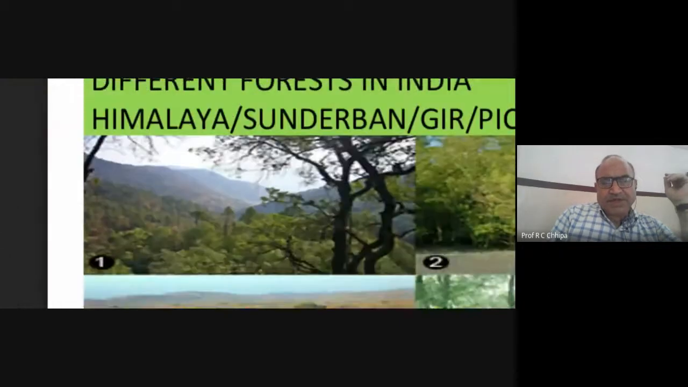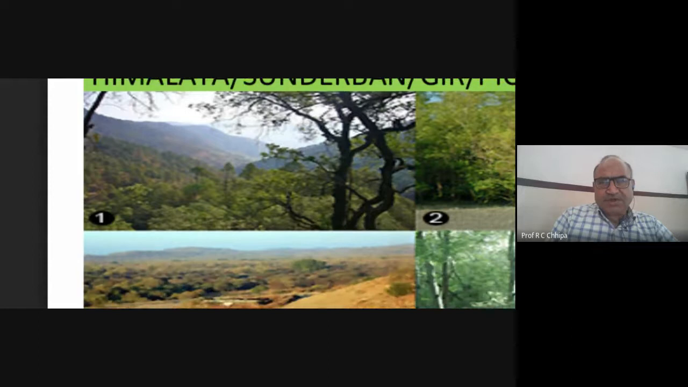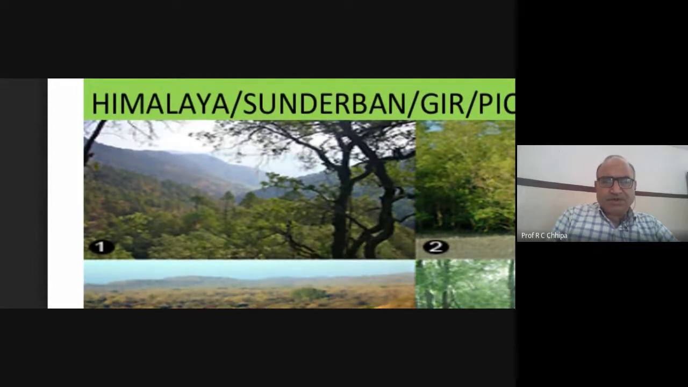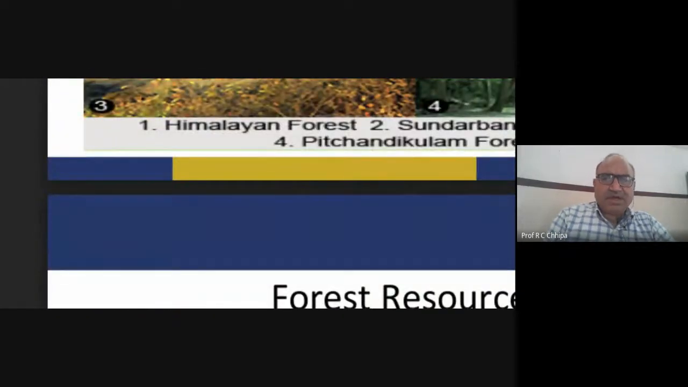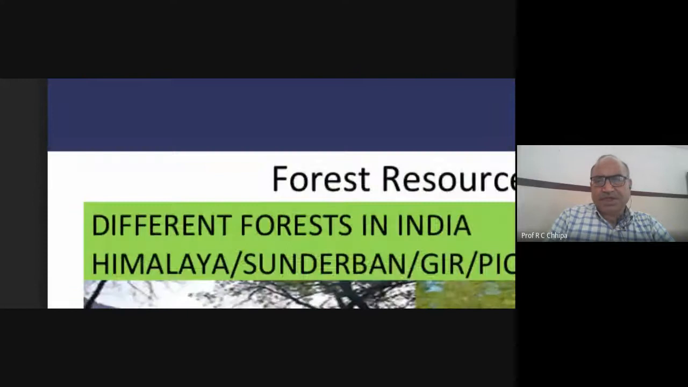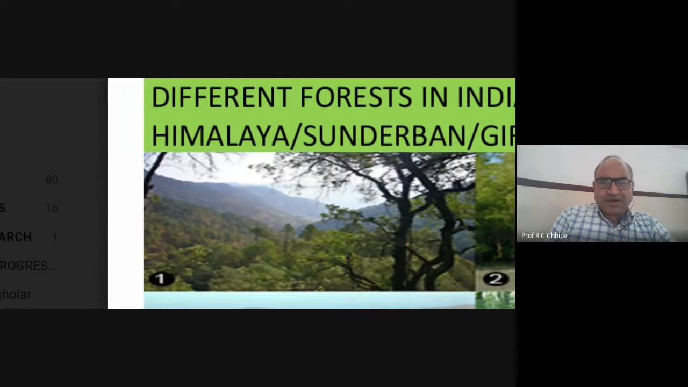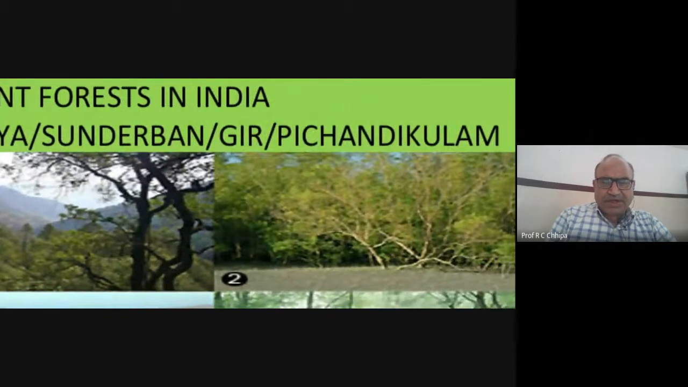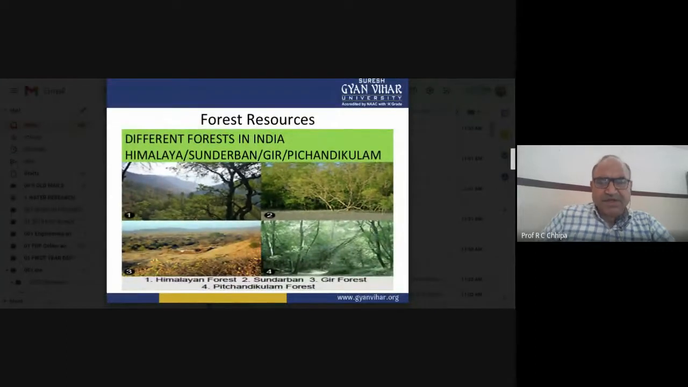There are some examples of other forests we have already discussed. There are a number of forests in India: the Himalaya, then the Sundarban. So the second part is the Sundarban. What about the Sundarban? On the left side we have one, and on the right side we can see number two, which is related with the Sundarban.